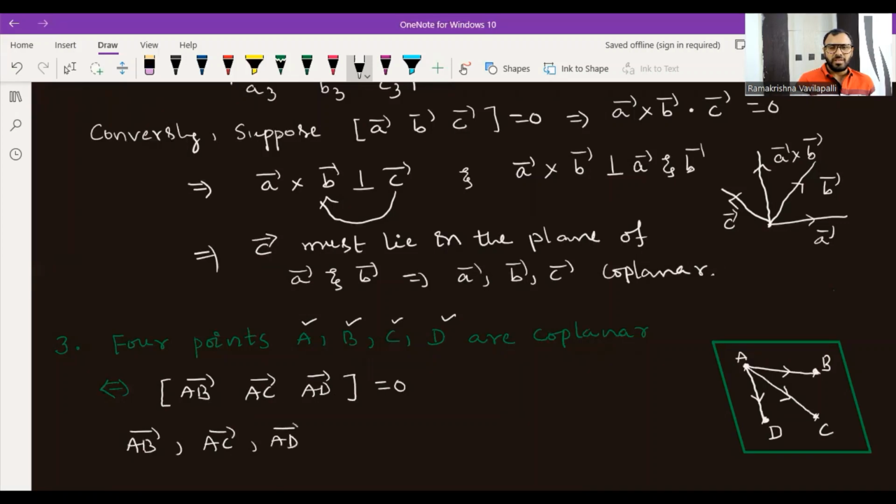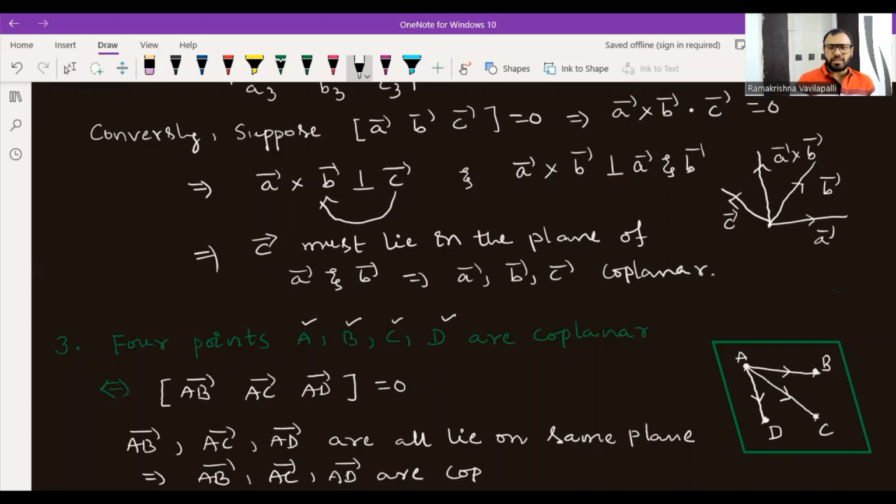They all lie on the same plane. So coplanar points means they must lie on the same plane. So this implies AB bar, AC bar, AD bar are all coplanar vectors. So their being coplanar vectors means that box of AB bar, AC bar, AD bar is 0.